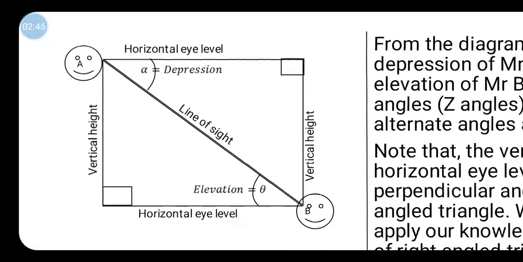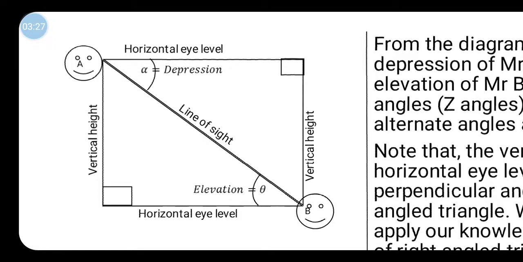On the other hand, Mr. B is looking up to Mr. A, and if we represent that angle by theta, that angle is what we call the angle of elevation. Take note that the angle is between the horizontal level and the slant line of sight. It is not the vertical line. You will not put the angle between the vertical line and the line of sight. It will be wrong. It is between the horizontal level of the eye and the line of sight.